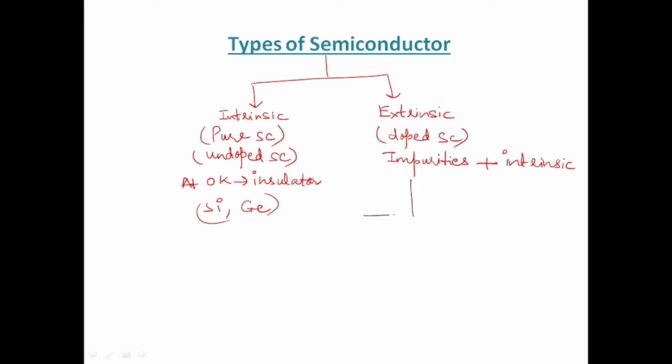These are further divided into P-type and N-type. P-type semiconductors are formed when trivalent impurities are added to an intrinsic semiconductor, and N-type is formed when pentavalent impurities are added to an intrinsic semiconductor. Now what are these trivalent and pentavalent impurities? We will see in the next slide.